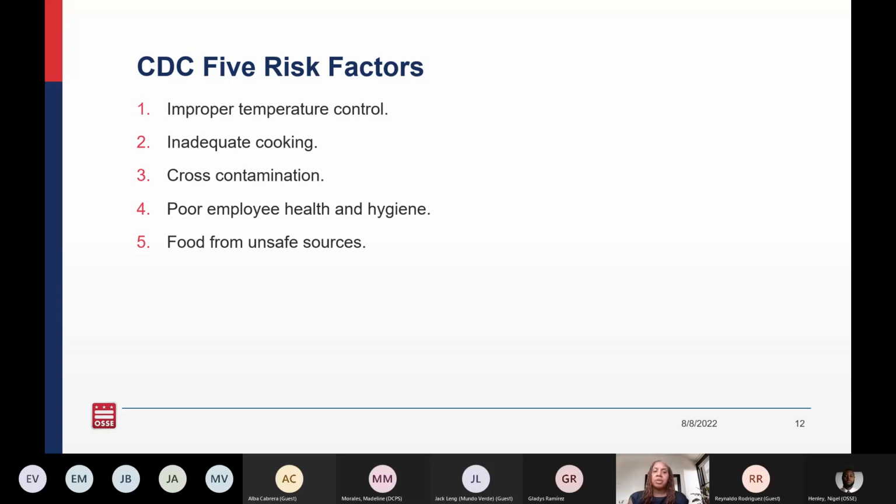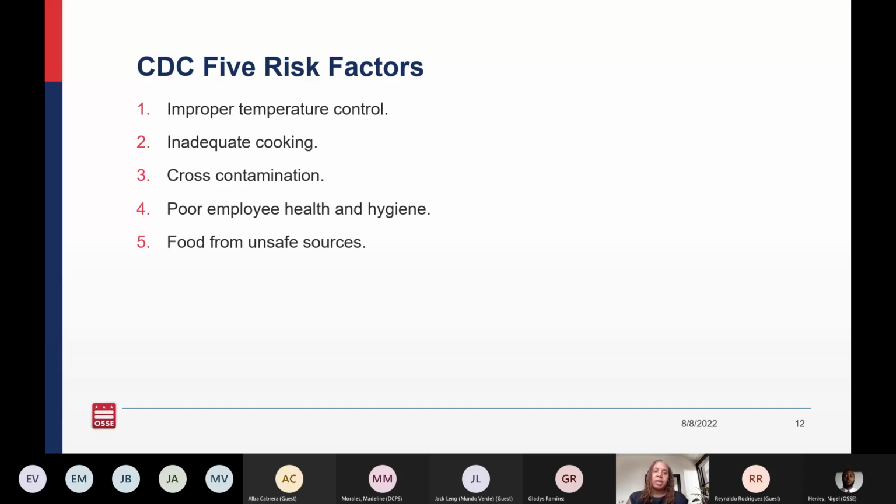Also, it is important to make sure that staff has clean uniforms. If a staff member has the same uniform that they have not cleaned properly, and may have items on there from the day before, that can actually contribute to unsafe food in schools.